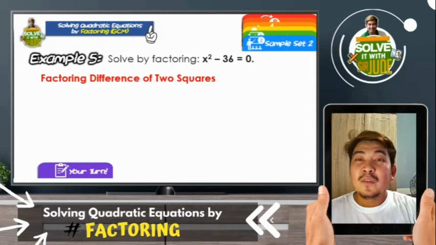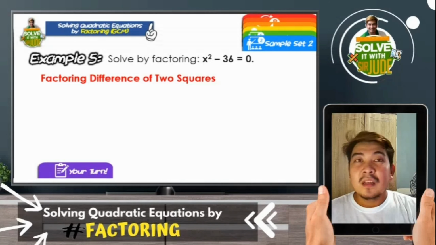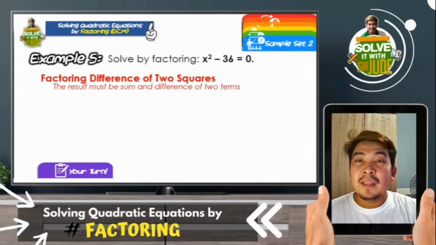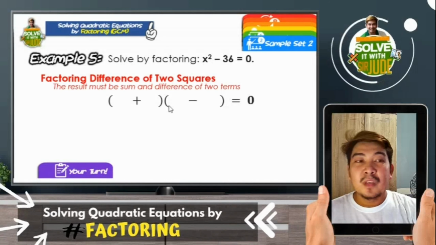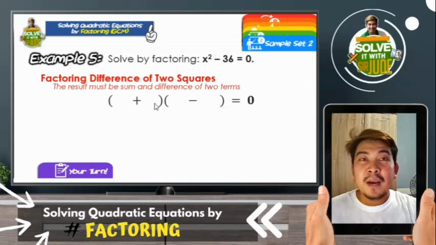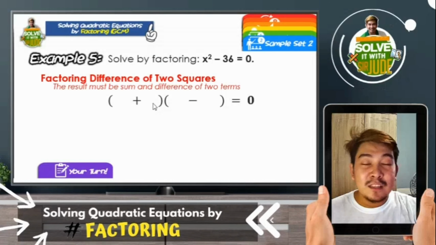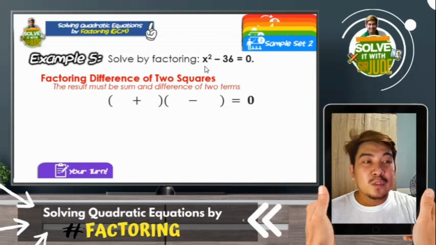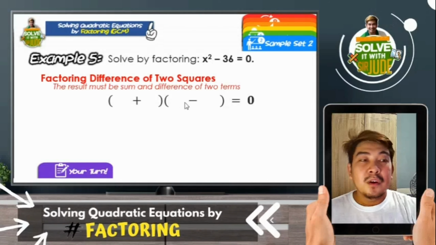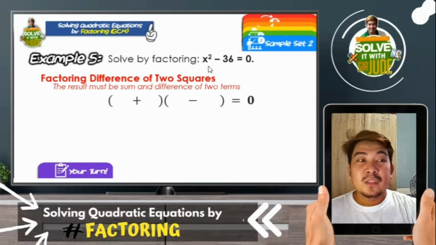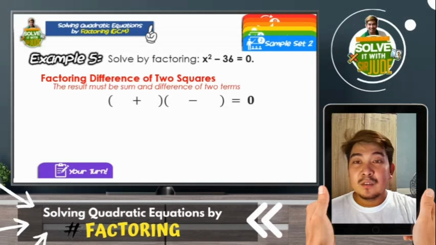Okay, so therefore, if you are going to factor this out, the result should be the sum and difference of two terms. So, how are we going to get the terms that we will put here? The square root of x squared will be put in the first term of both binomials. So, the square root of x squared will be x.